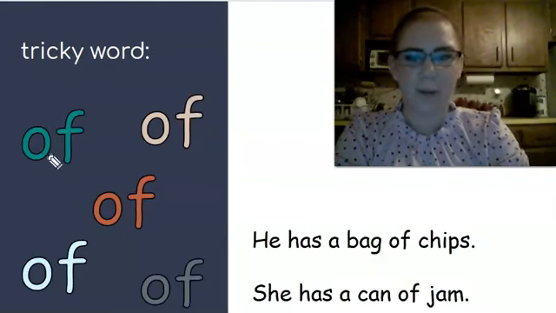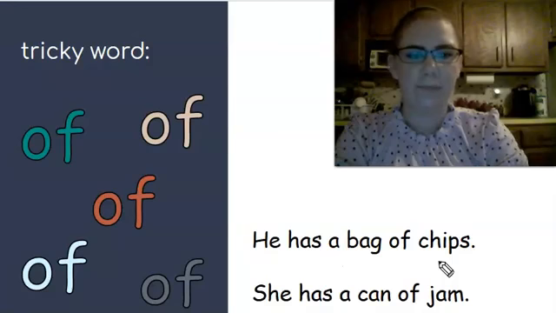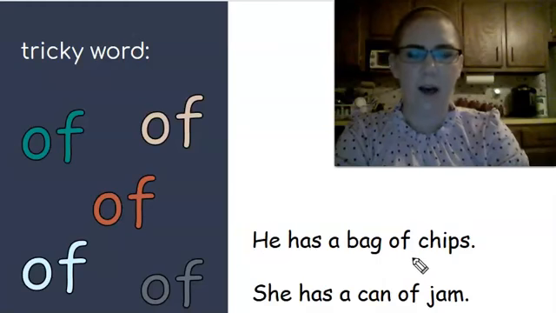Do you remember this word? He has a bag of chips. Does that sound right to you? Doesn't sound right to me. He has a bag of chips. For this word, the F says V. It makes the sound a V normally makes. Of. He has a bag of chips.